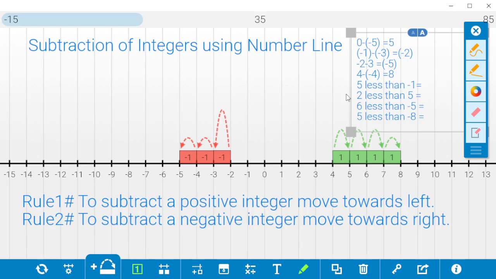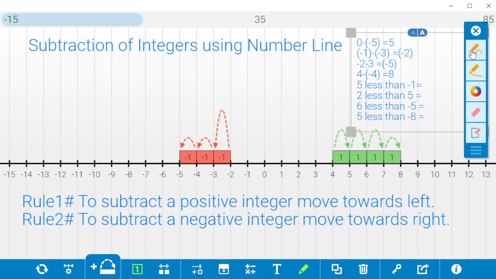Now 5 less than minus 1. So first of all, we have to start with minus 1. You will be wondering why I'm not starting with 5. But see, 5 less than minus 1 means we have to subtract 5 from minus 1, not minus 1 from 5. So it's very important to understand the meaning of 5 less than minus 1.